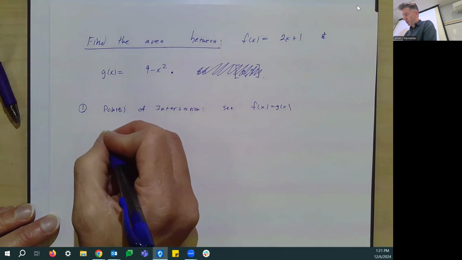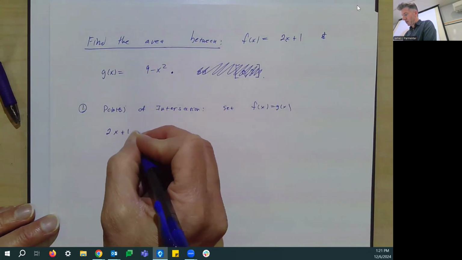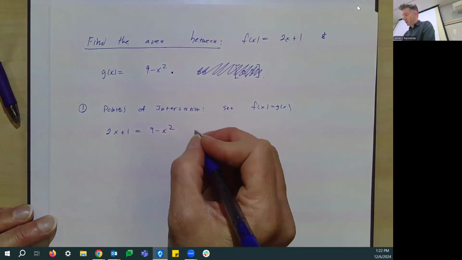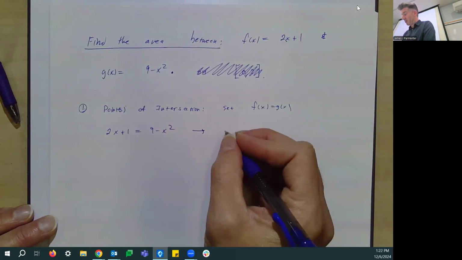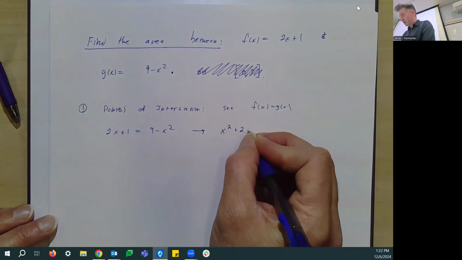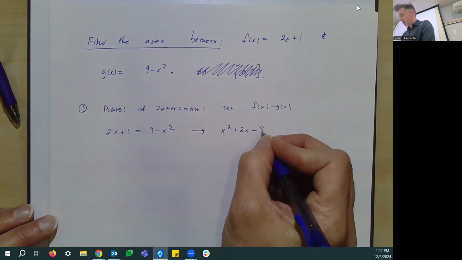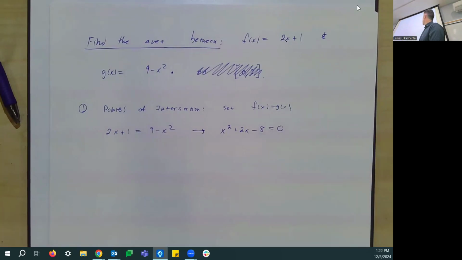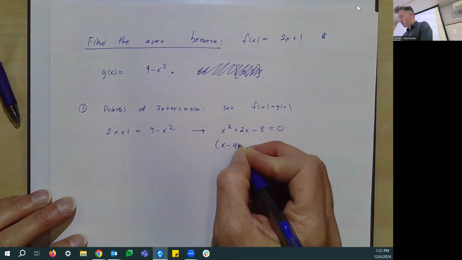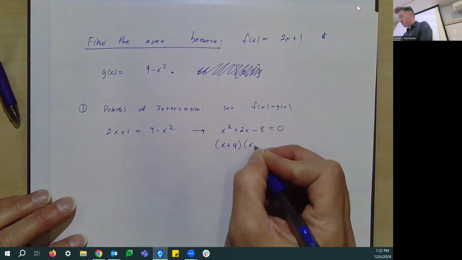That's going to be 2x plus 1 equal to 9 minus x squared. Bring everything to one side. I'm always going to pick the side that makes my highest power of x have a positive coefficient. So I'm going to say x squared plus 2x, and then 1 minus 9 is minus 8 equal to 0. If the problem is well thought out, this should factor. If it doesn't factor, quadratic formula. But this does factor. It factors as x plus 4 times x minus 2.